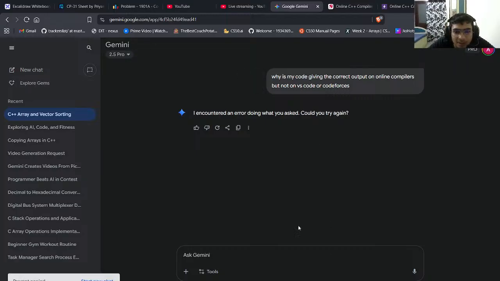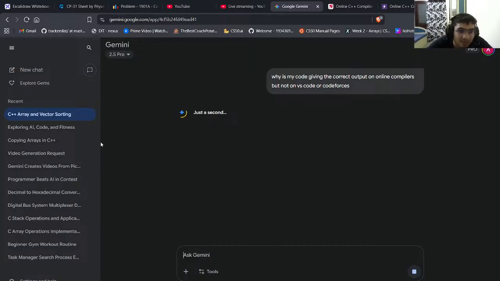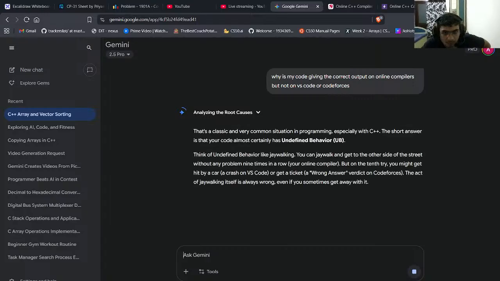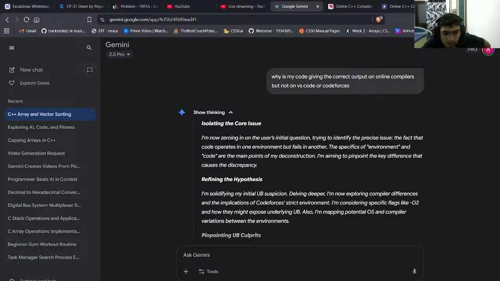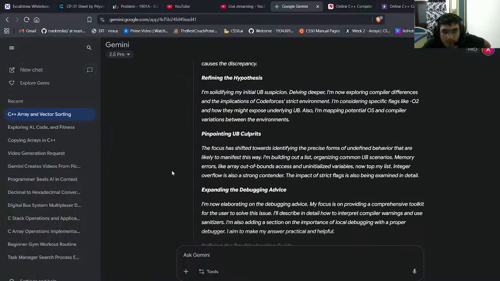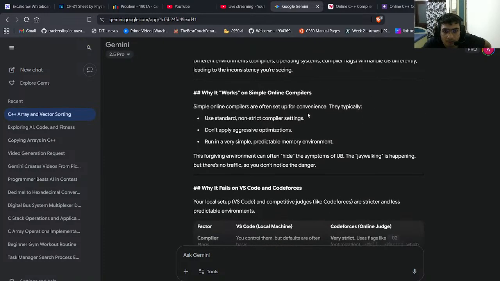Bah, even, it is not that hard. Why is it, what's happening? Undefined behavior. Comparison.